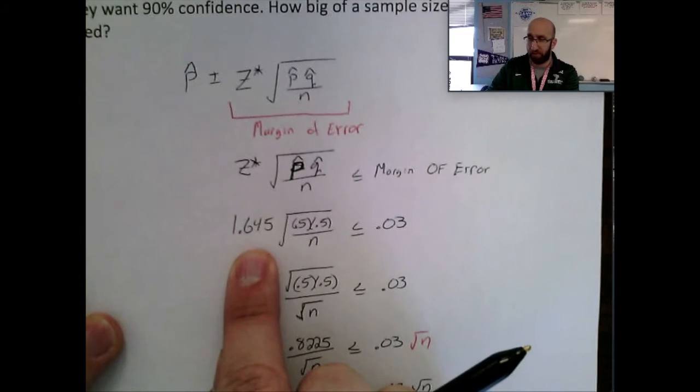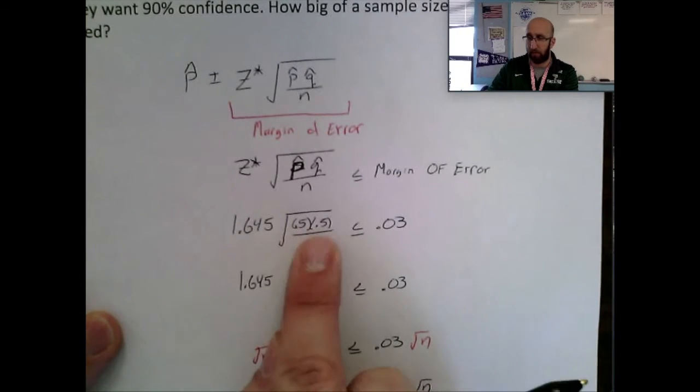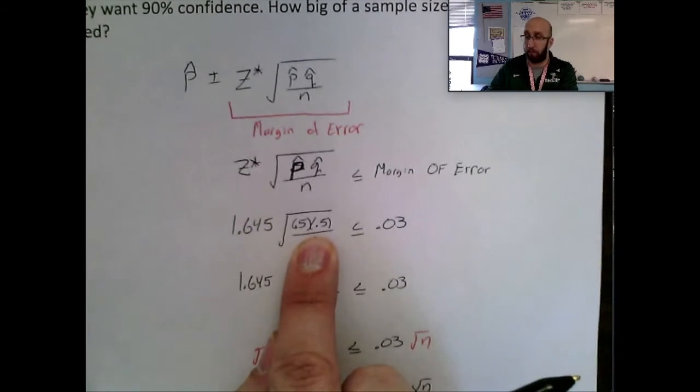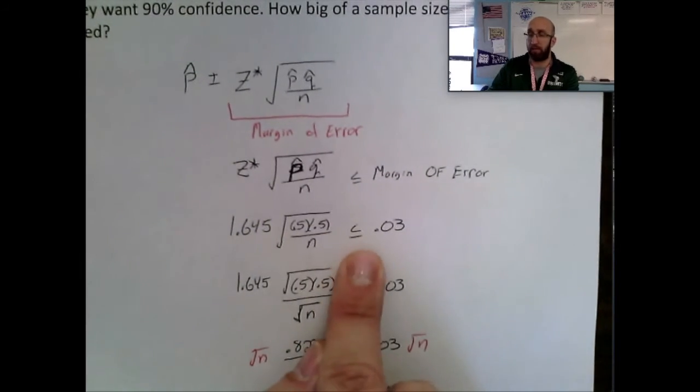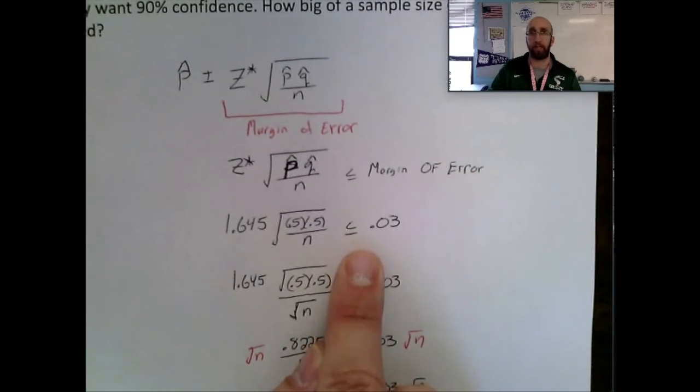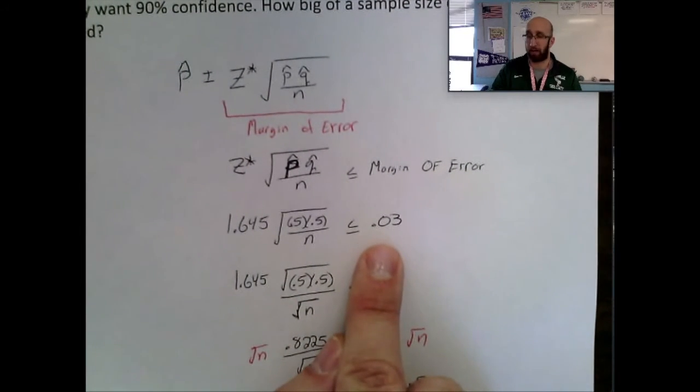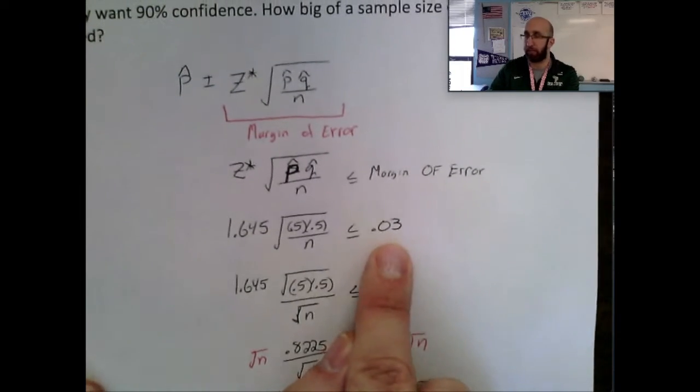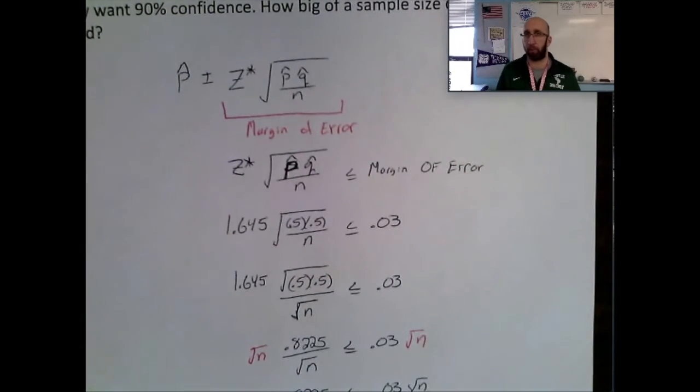So 1.645 came from my 90% confidence. 0.5 came from I don't know P hat, so I use 0.5. And this is all going to be less than or equal to 0.03 because that's the margin of error. We want it no bigger than 3%. So I took that 3% and I changed it to proportion because everything else is in terms of proportion.